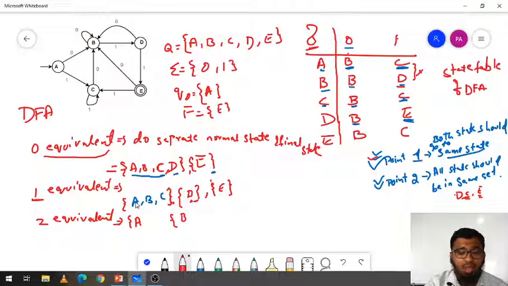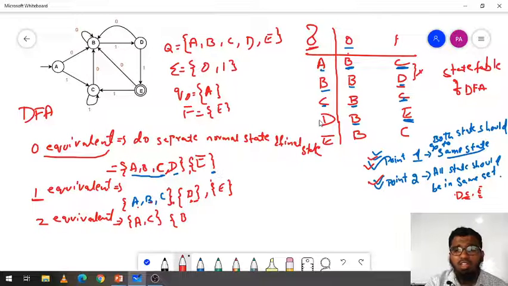Next, check AC. Okay, check AC. A on 0 is B, C on 0 is B. Okay, first condition is satisfied. Next, A on 1 is C, C on 1 is C. Yes, this is also satisfied. So A comma C is equivalent. Okay, equivalent.